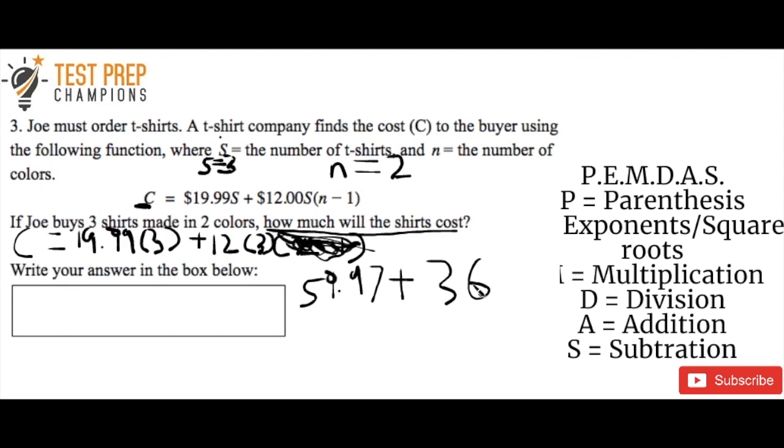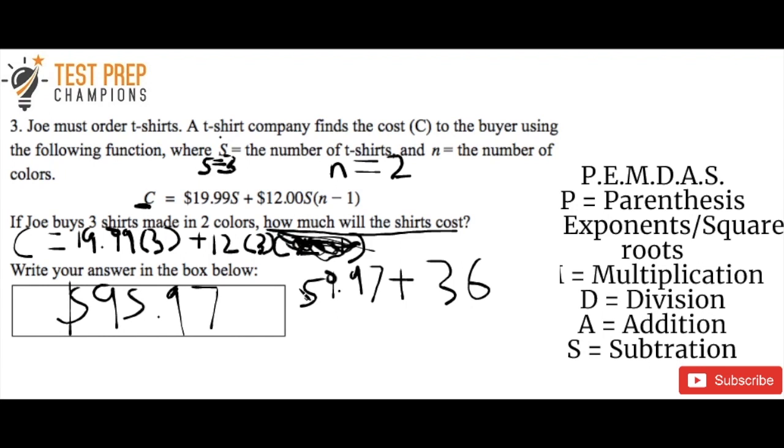So we have 36 plus 59.97, and that's equal to 95.97. So we see that the cost is going to be 95.97. So that's our answer here, but let's just make sure that that's what we originally wanted to find. So let's ask ourselves, does this answer make sense?